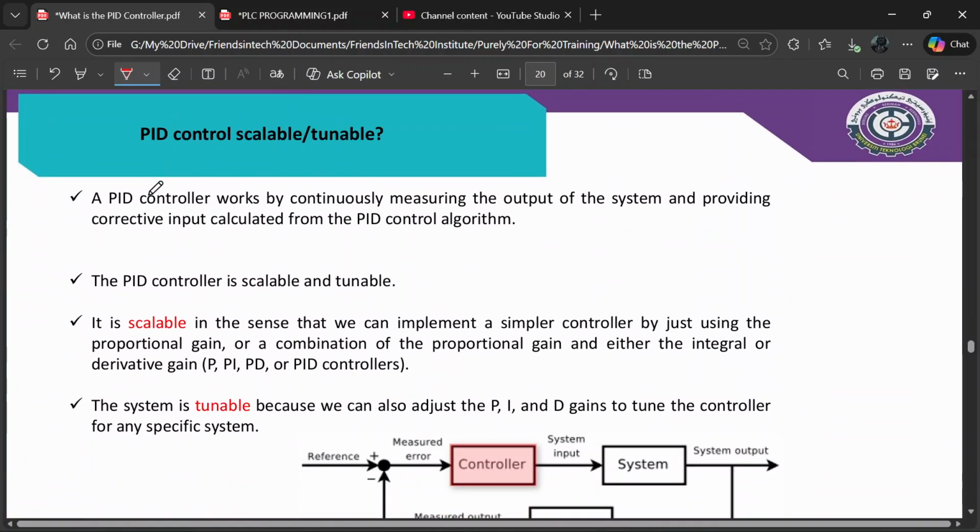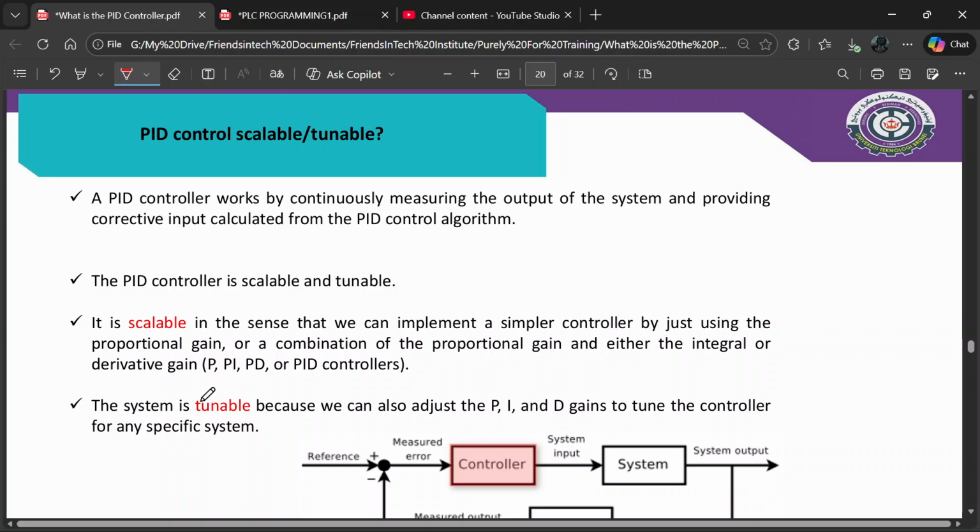So let's talk about PID controller, scalable and tunable. Scalable, we are just saying that in the sense that we can implement a simple controller by just using proportional gain or a combination of the three. I think I've talked about this. So we can have PI, PD and PID. Normally we don't use P alone. So we use PI, PD or PID.